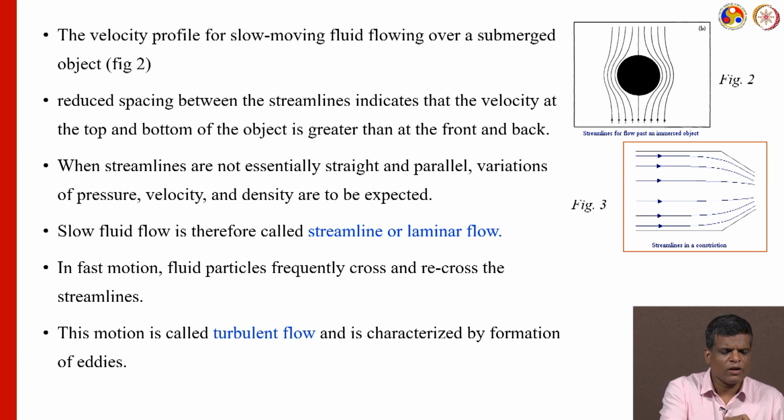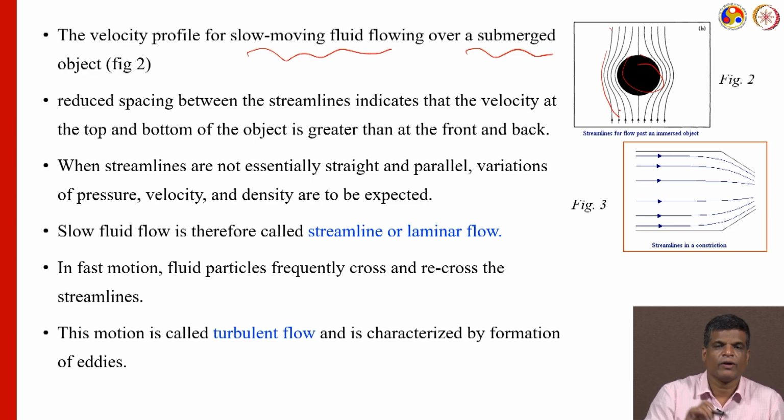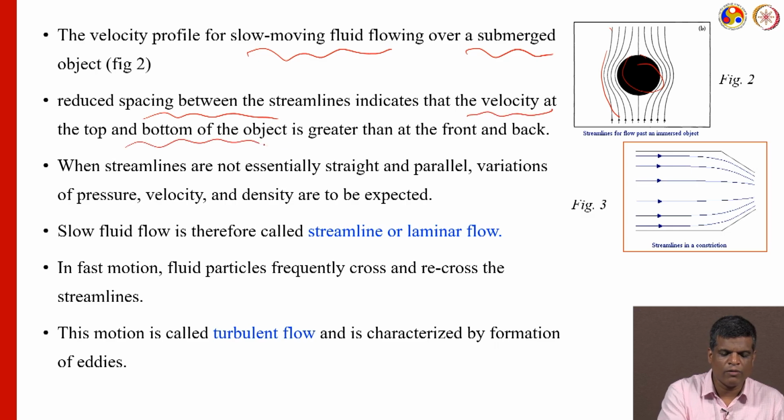Next is the velocity profile. You can see some submerged objects here and how the fluid flows from one place to another. The reduced spacing between the streamlines indicates that the velocity at the top and bottom of the object is greater than at the front and back. So, definitely the velocity should be different here.